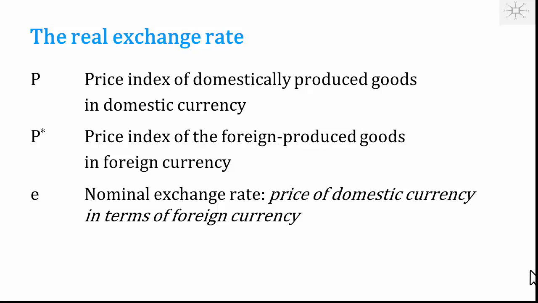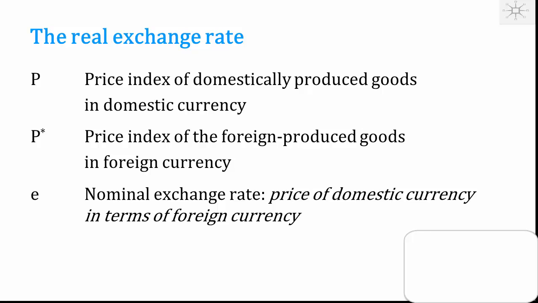We use P for the price index of domestically produced goods, and this is a price index expressed in terms of the domestic currency. But now we also import goods, and we let P star be the price index of foreign produced goods in the foreign currency. So the star usually means the foreign country, except when we have K star, which is the steady state capital stock. Then we have the nominal exchange rate, E, and that is defined as the price of the domestic currency in terms of the foreign currency.